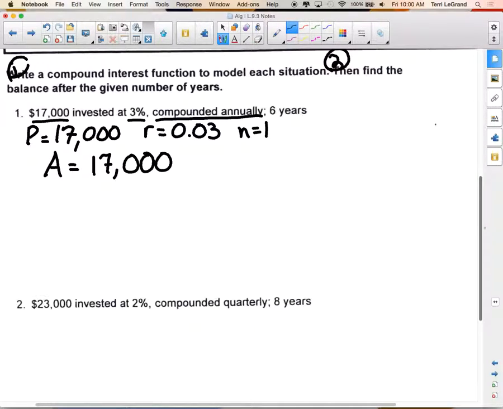What happens next? 1, in parentheses. Yeah, we got that 1 plus, but it's not just 1 plus R this time, what is it? 0.03 divided by 1. Yeah, you gotta put the R over the N. So you have to take the rate and divide it by how many times it's going to be compounded, the N value. Well, this one happens to be 1. And then we have to do what with the T? Multiply it by the N. So we have to put a 1.